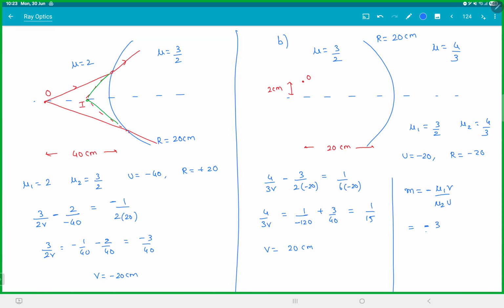Mu1 is 3 by 2, mu2 is 4 by 3, V is 20, U is minus 20. 20 goes off, 9 by 8. That means you have an image on the other side at 20 centimeters, and plus means it is on the same side, right? So image is 9 by 8 to 9 by 4 centimeters. Got this?